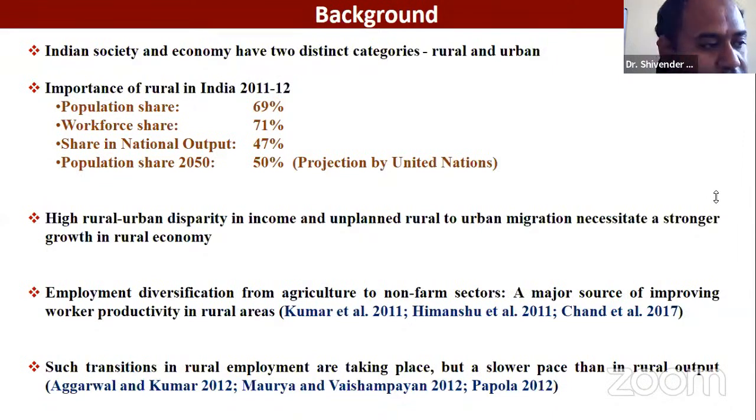So the recommendation is there: can we shift workers from agriculture towards the non-farm sectors, because the non-farm sector provides better income. So if we need to improve income or worker productivity in the rural areas, probably employment diversification is an important aspect. And that's why this is a very important area, and if any one of you wants to do any work, it will be an interesting one.